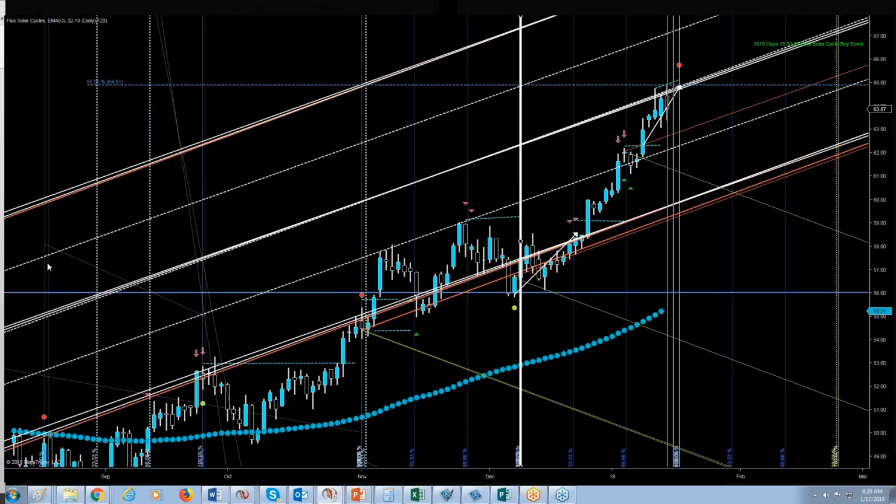I want you to see the places where it's bouncing or touching the resonant angle. There's one. Here's one. Here's the high. They broke through the high here, and now we're up along this line, guys. Right there.